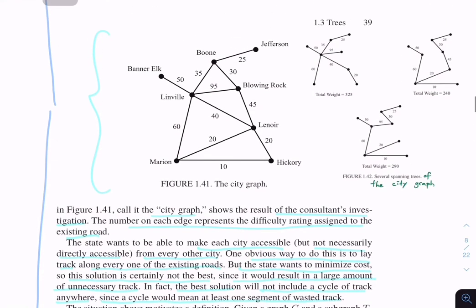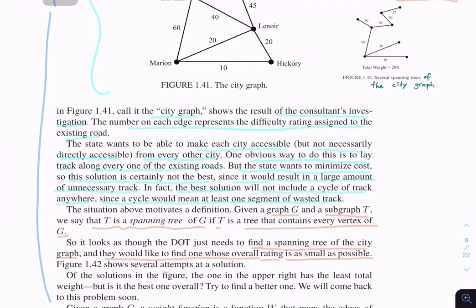Here there are 3 attempted solutions. If we look at the total weight of the 3 spanning trees, this one has the least amount of overall rating. But is this one really the best overall? This is what this section is about.